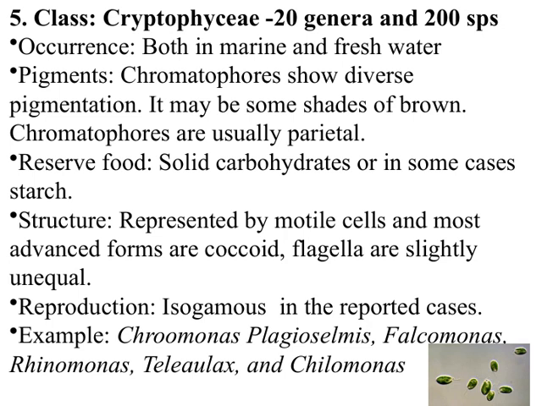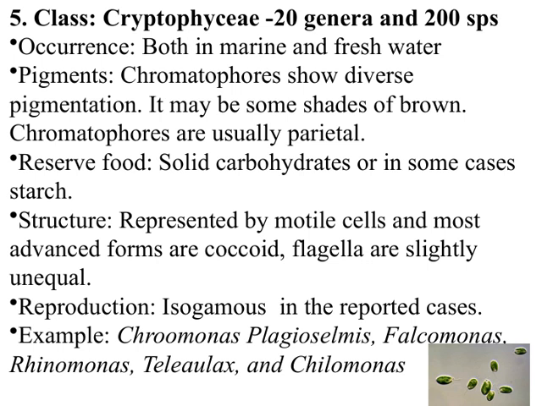This group includes about 20 genera and roughly 200 species, so it's quite diverse. You'll find these organisms in both marine environments and freshwater habitats, which shows their adaptability. One of their interesting features is their pigments. Their chromatophores exhibit a variety of colors, often shades of brown. These chromatophores are usually situated near the cell's periphery, giving them a characteristic parietal placement.